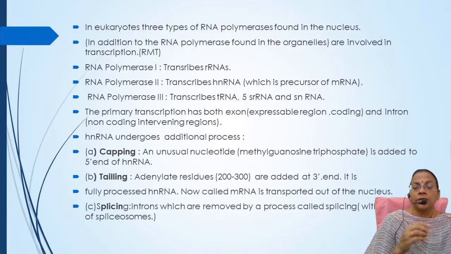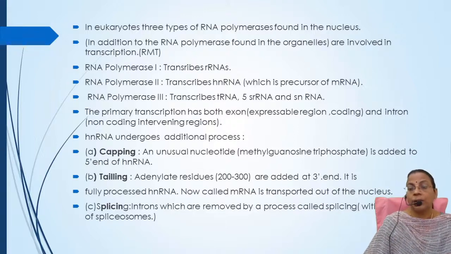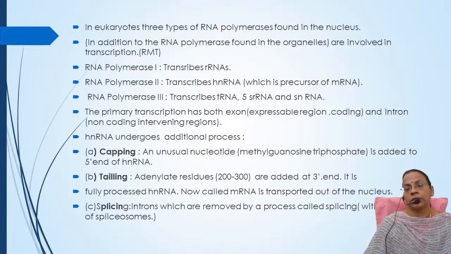So the snRNA plus small ribonucleoprotein snRNPs together we call the spliceosome. With the help of the spliceosome, splicing, that means the removal of introns, is possible. And as soon as the introns are removed, the exons are united together. So we get a continuous stretch of RNA.